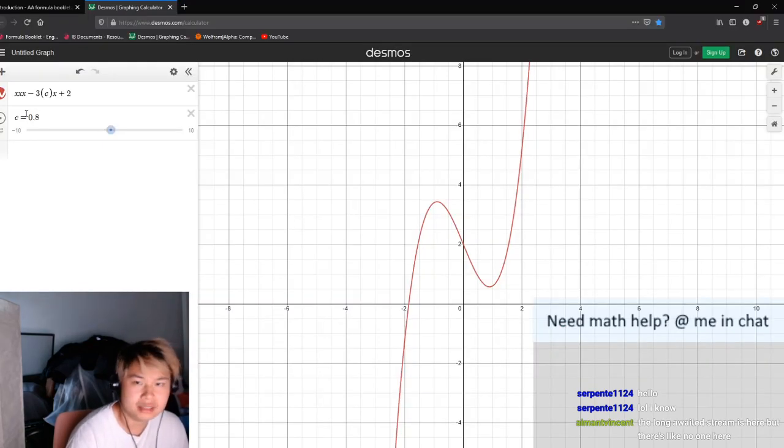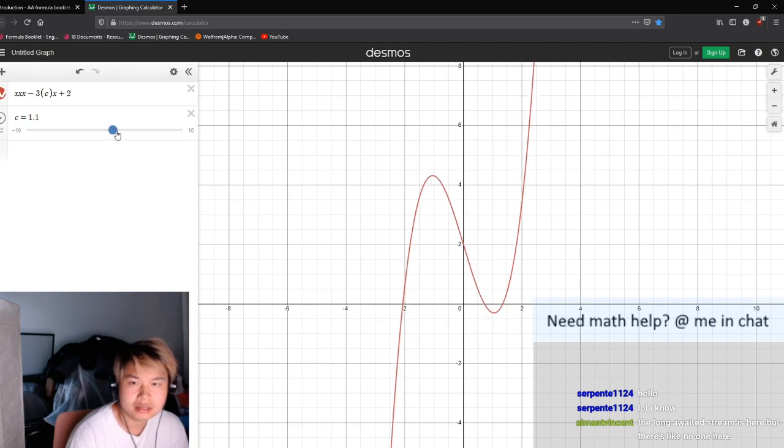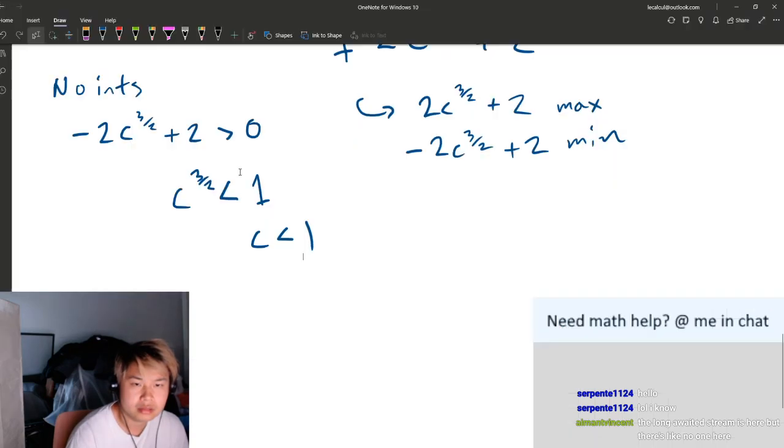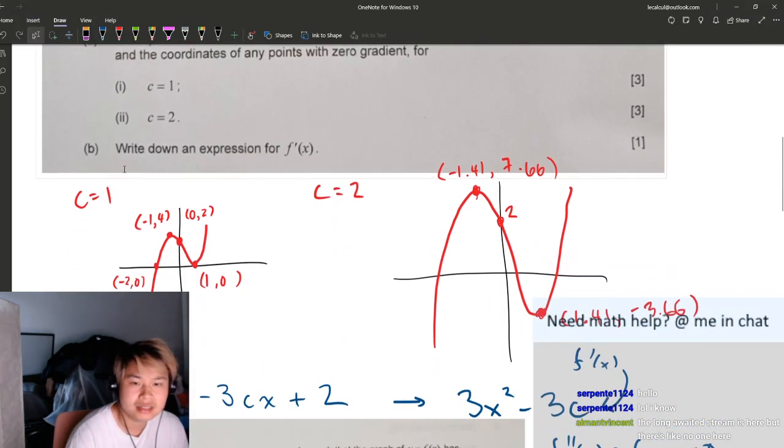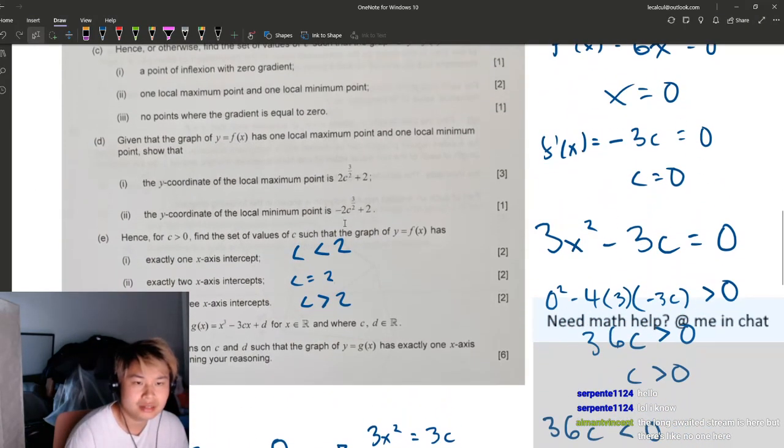Maybe it's just less than 1. Let's just double check this. Oh, I was misreading this. Oh, this is when c is 1, so sorry, this shouldn't have said 2.